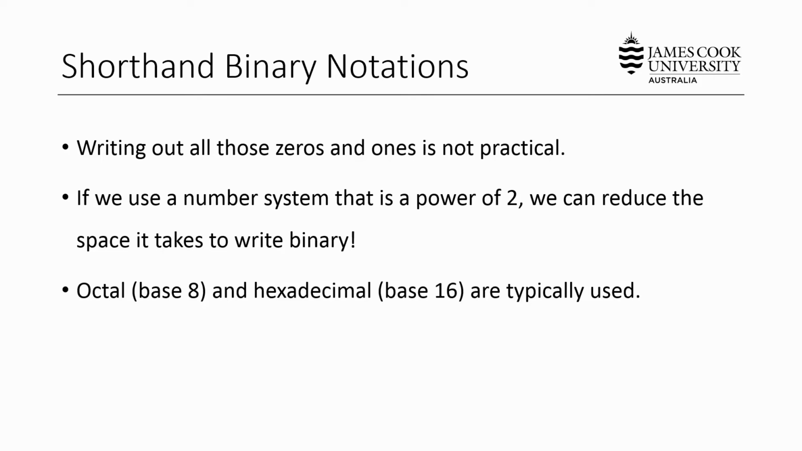There are some shorthand binary notations that we can use for our own benefit, because doing these calculations can be taxing, right? Writing out all those ones and zeros for large numbers is just not practical. So what we can do to shortcut that process is use a number system that's a power of 2, because the conversion is quite simple, and we can reduce the amount of space it takes to write a binary number. So two common ones that we convert to are called Octal, which is just base 8 number system, and Hexadecimal, which is base 16 number system, okay? And computers use these a lot.